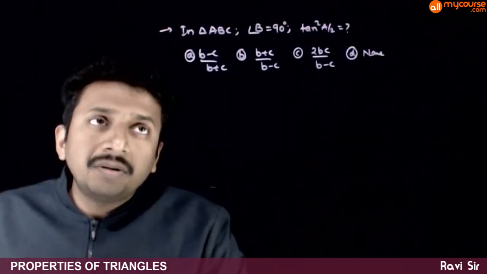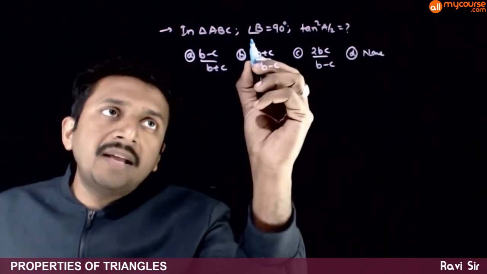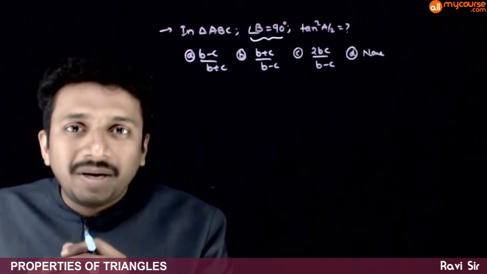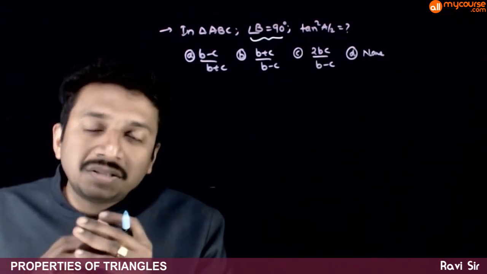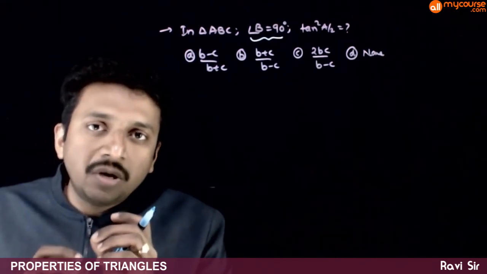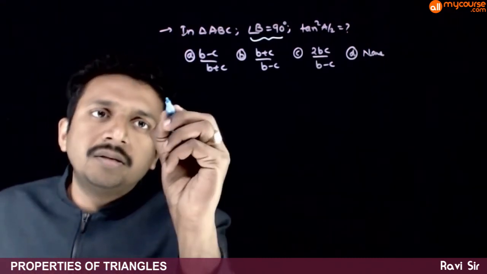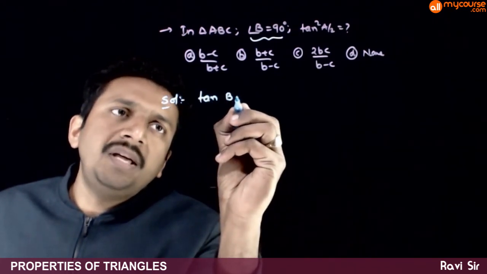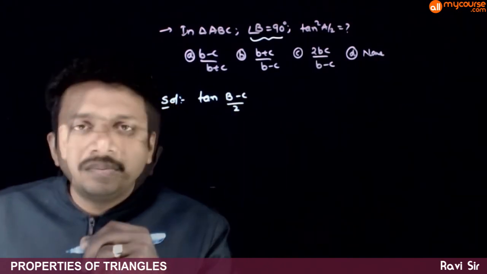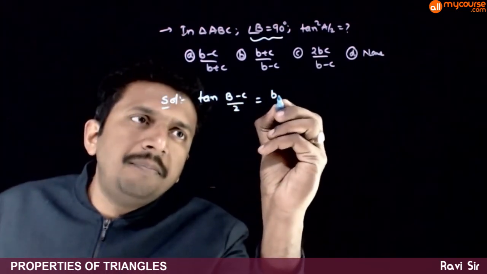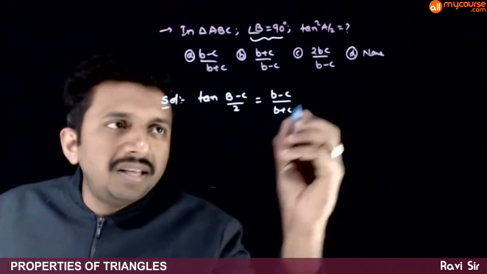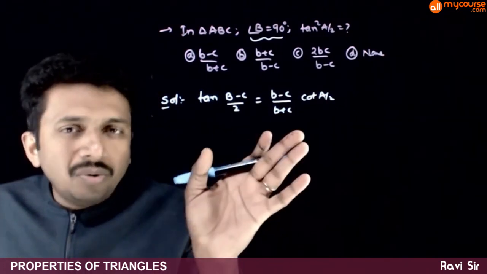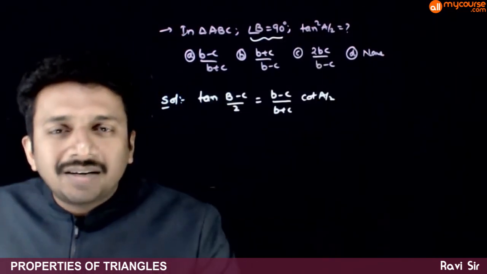Thank you. So in this question, you're given that in a triangle ABC, angle B is equal to 90 degrees. If that is so, what is the value of tan square A by 2? And this is a very straightforward question, directly based on Napier's rule. So what is Napier's rule? Tan of (B minus C) by 2 is equal to (b minus c) by (b plus c) times cot of A by 2. So from this rule, is there any way in which you can get tan square A by 2?